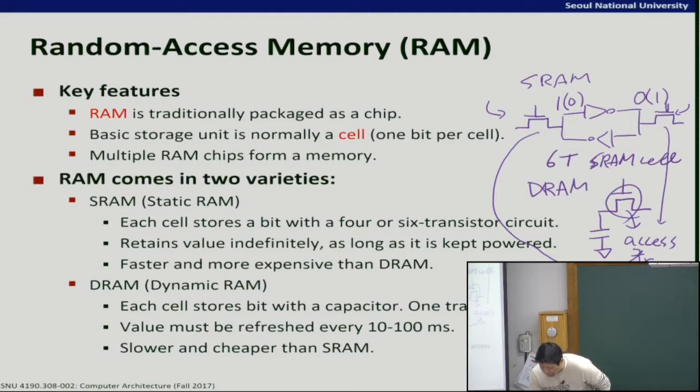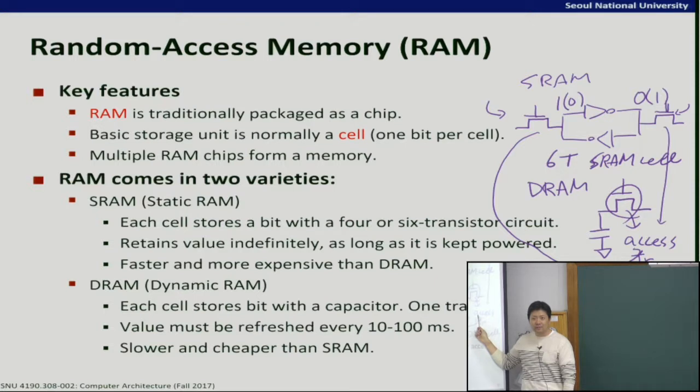This one is called a 1T, 1C DRAM cell, because 1T, 1C means 1 transistor and 1 capacitor. So in the SRAM case, we have 6 transistors, right? This is a 6 transistor SRAM cell, and this is a 1T, 1C DRAM cell. If you see these two schematics, which one will be cheaper? Obviously, this one looks simpler, right? So this one is actually cheaper.